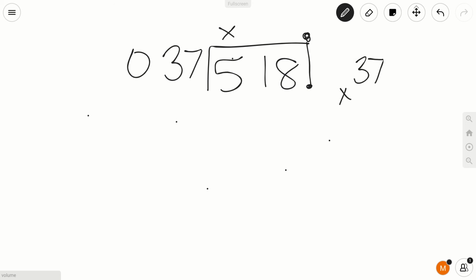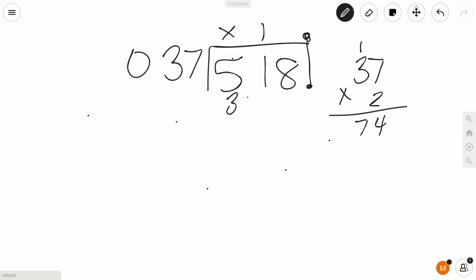Obviously, I don't know my 37 facts, and most likely neither will you guys. So what you need to do is just start listing out facts. So do 37 times 2. 7 times 2 is 14. Drop the 4, carry the 1. 3 times 2 is 6, plus 1 is 7. So obviously 37 times 2 is way bigger than 51, so it can only go in there one time.